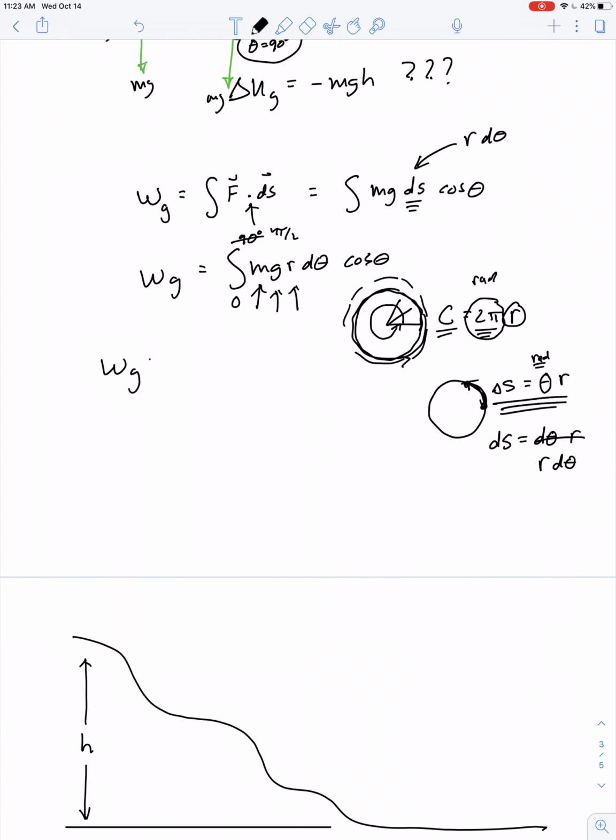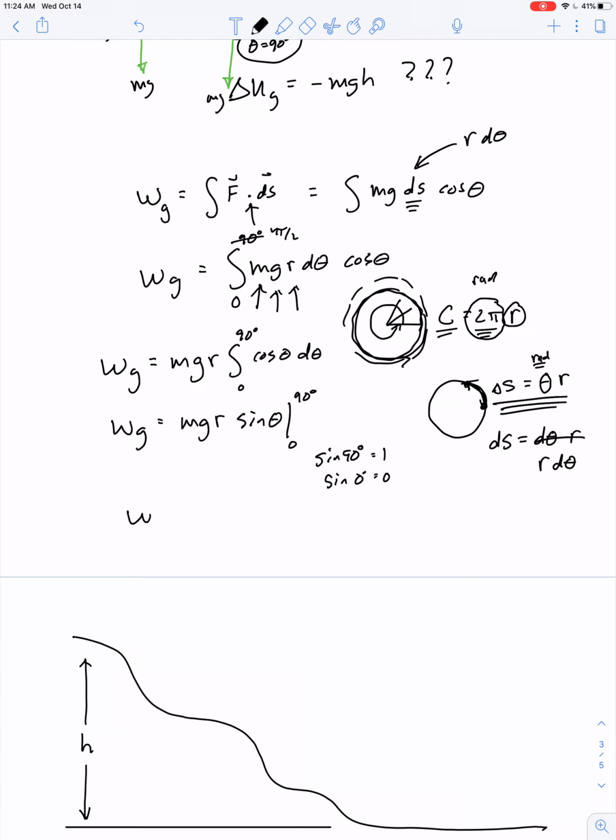So the work done by gravity is equal to, let's pull all the constants out, mgr times the integral from 0 to 90 degrees of cosine theta d theta. And the integral of cosine theta is just sine theta. So we get the work done by gravity is equal to mgr sine theta evaluated from 0 to 90 degrees. Well, the sine of 90 is 1. The sine of 0 is 0. So we find the work done by gravity is just mgr.